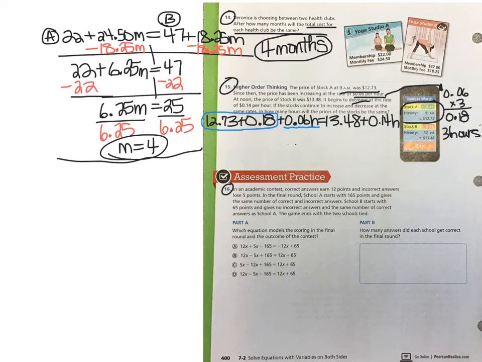Then when you look across at the other side of the equal sign, you have the price of stock B, so the $13.48, and we know, I made a mistake here, we know that this stock is not increasing, it is decreasing at a rate of 14 cents per hour. So 14 hundredths times H is the 14 cents per hour. Now this is the equation that we're going to solve.